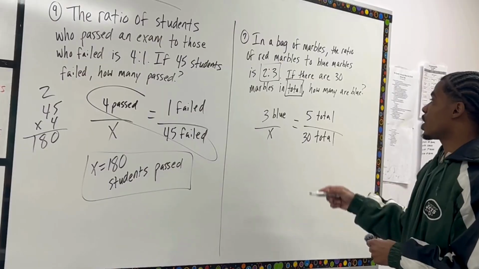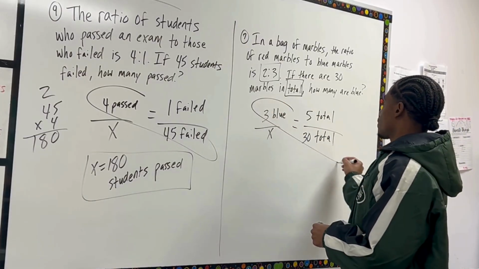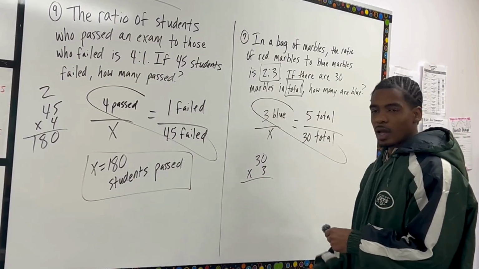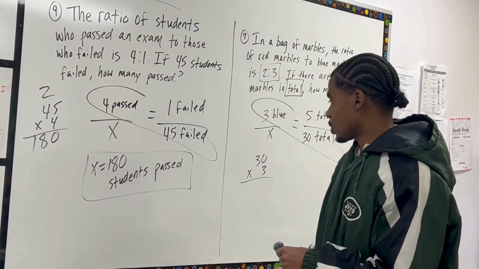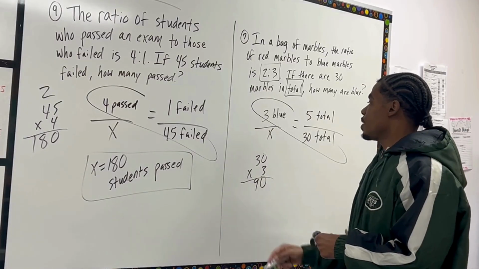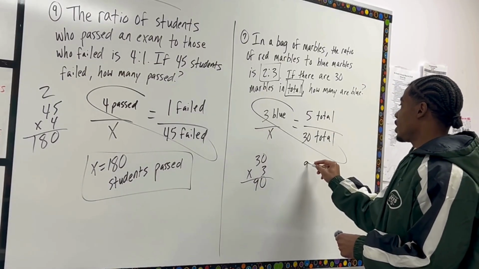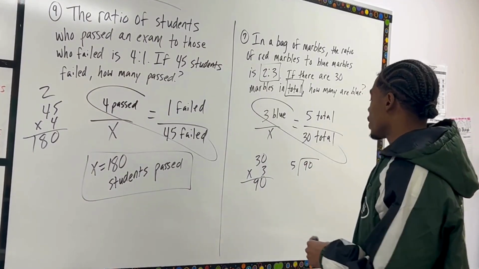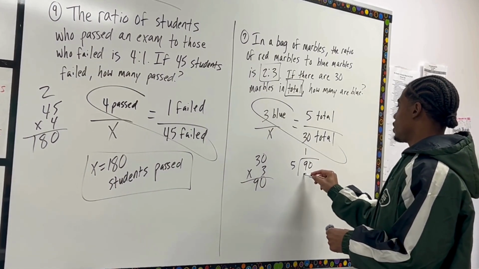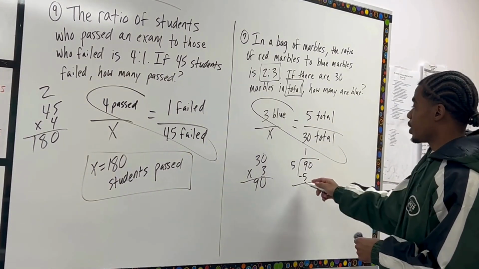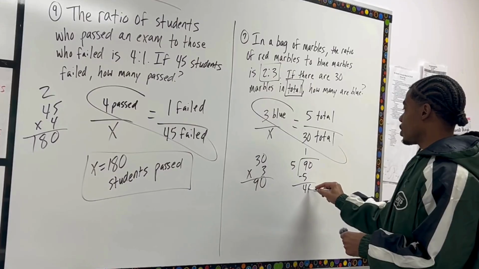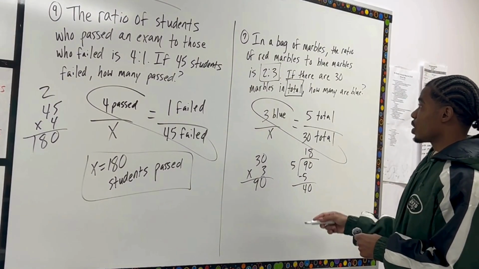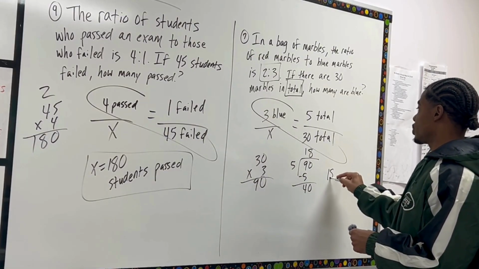Once you've got your proportion set up, first thing you want to do is cross multiply. So we do 30 times 3, which is 90. Then we have to do 90 divided by 5. 5 can go into 9 one time. That would give us 9 minus 5 is 4. 5 can go into 40 eight times. So for this one, it would have been 18 blues.